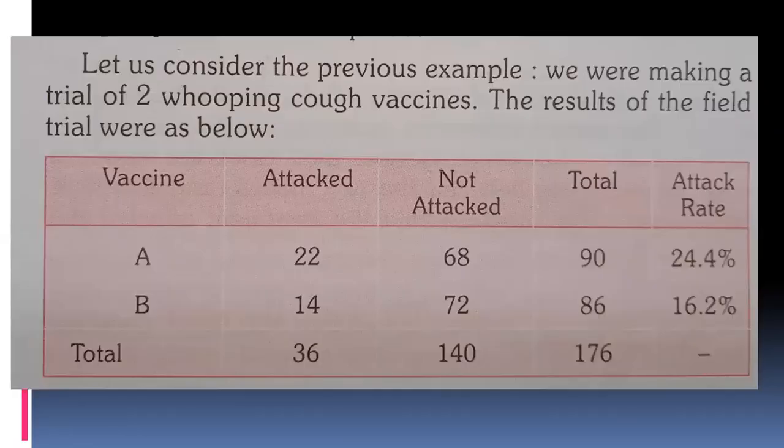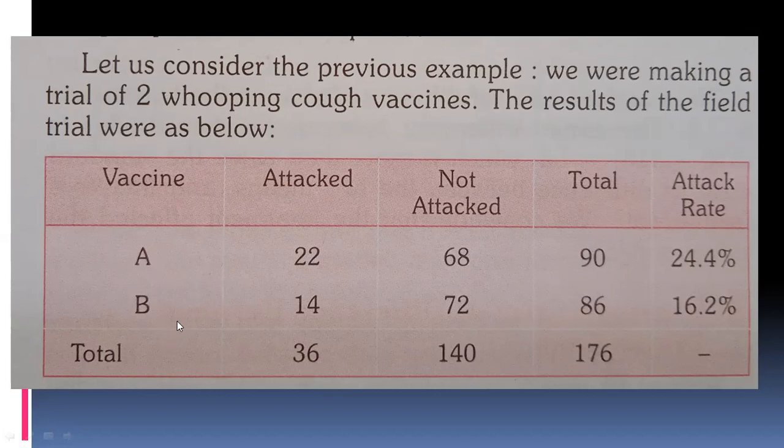Now let us consider this example of two vaccines. There is a trial of two whooping cough vaccines. There are two groups in which vaccine A and vaccine B are given. In the A group, 22 people are attacked and 68 are not attacked, so it is 90 total. For the group which received vaccine A, the attack rate is 24.4%.